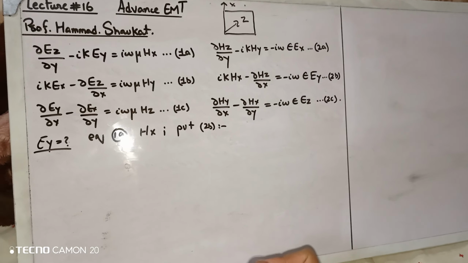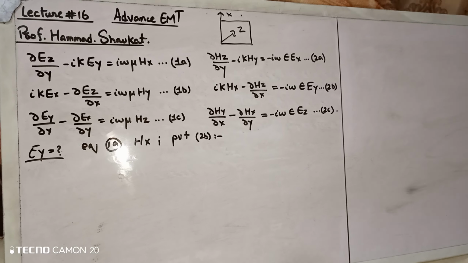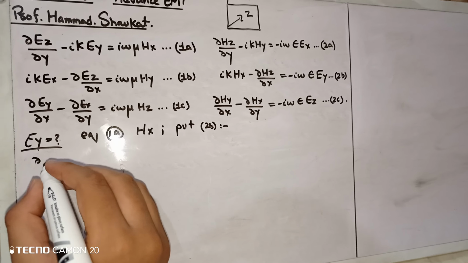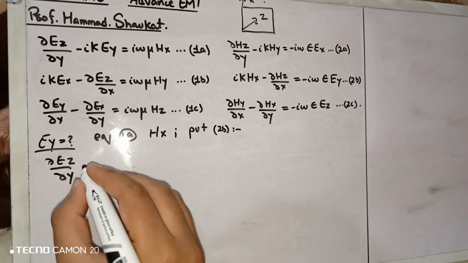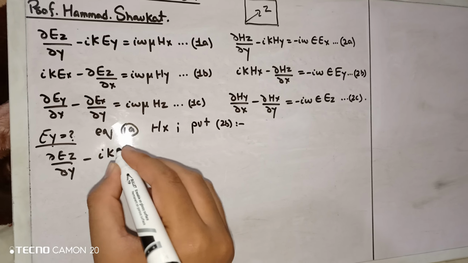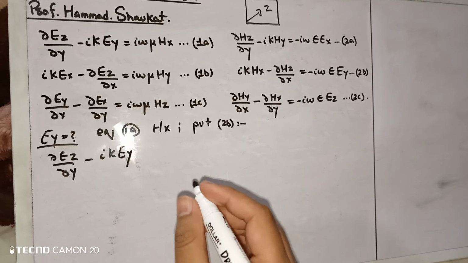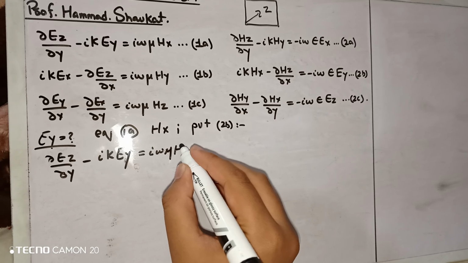So let's start. Our equation 1a, as you can see written upright, is partial Ez divided by partial y minus iota k Ey equals iota omega mu Hx.